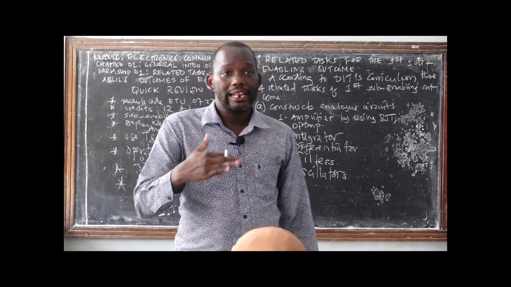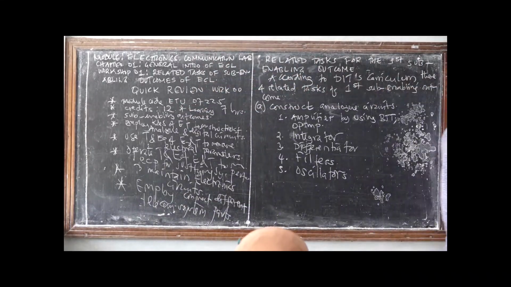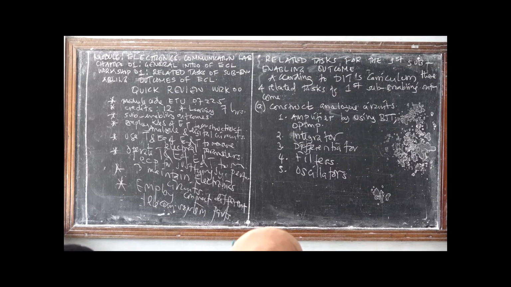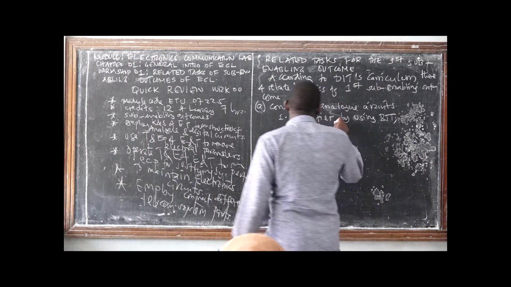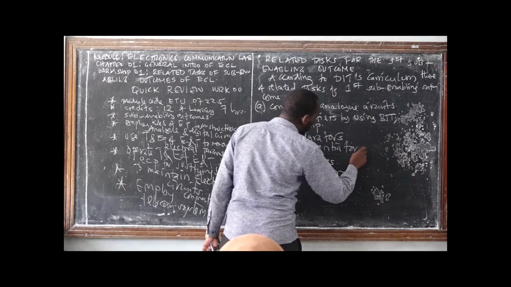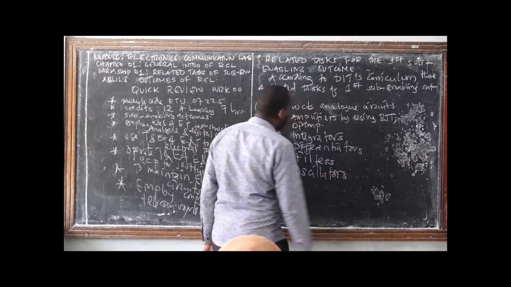Because remember, the sub-enabling outcome mentions employing knowledge and skills to construct analog circuits. So we have a number of different analog circuits. For the communication part, as electronics communication, if a student manages to construct those 5 analog circuits, then at least you have acquired knowledge. Are we together, students? Then these are amplifiers, integrators, differentiators, filters, or oscillators.